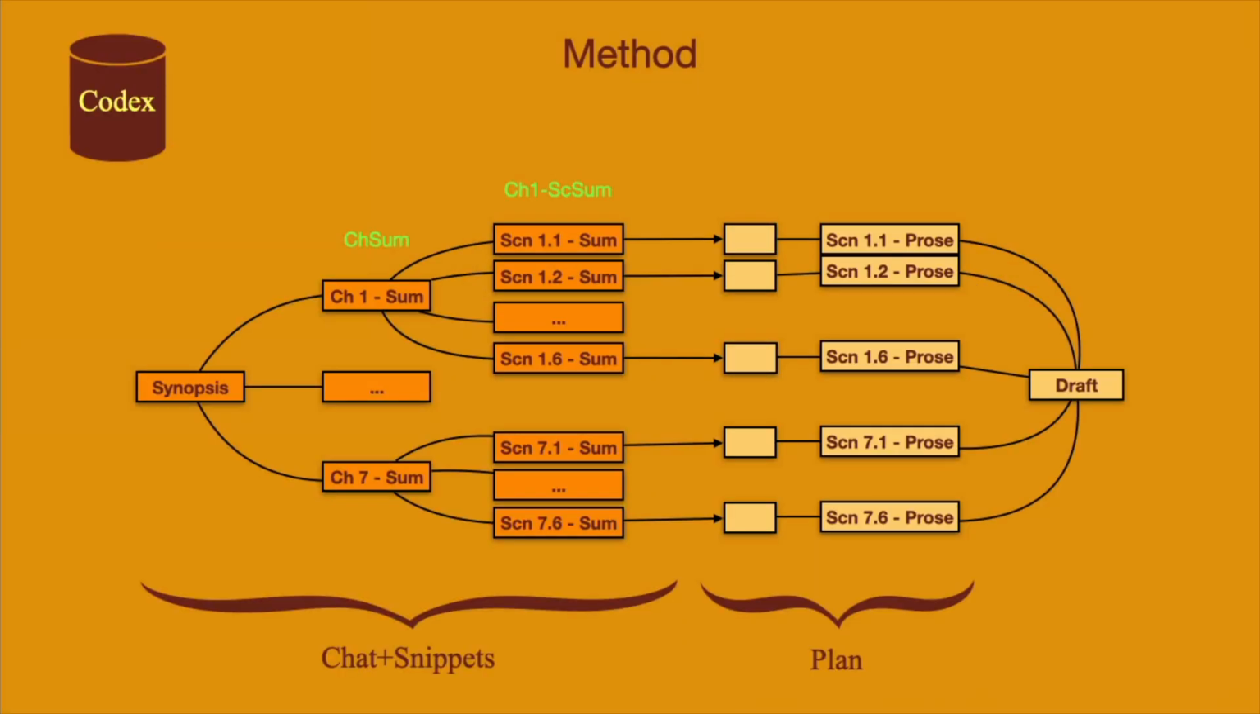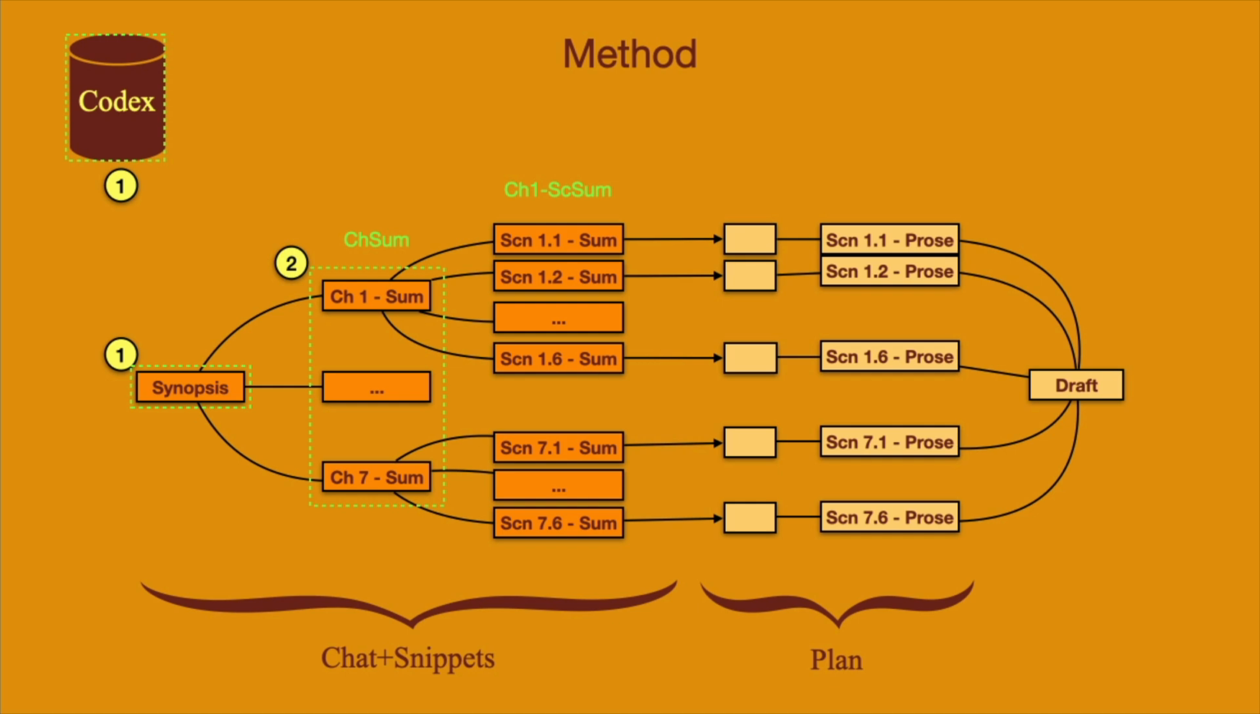Let's look at the method that we will use. We have our synopsis and our codex as our starting point. We put our codex into the codex section of Novelcrafter. And then we put the synopsis into a snippet. And we use the synopsis to generate the chapter summaries. We will collect all chapter summaries in a single snippet.